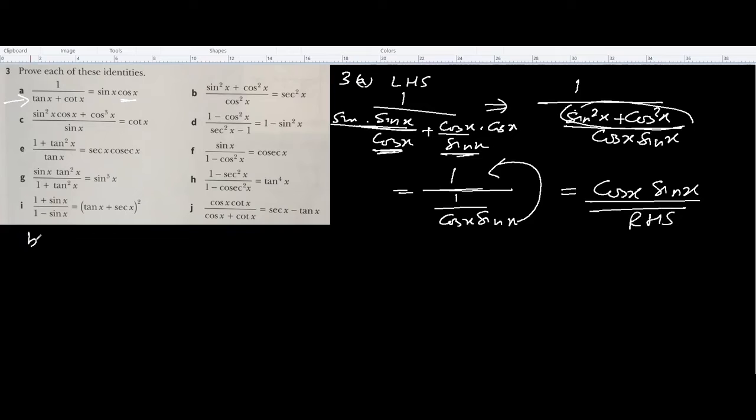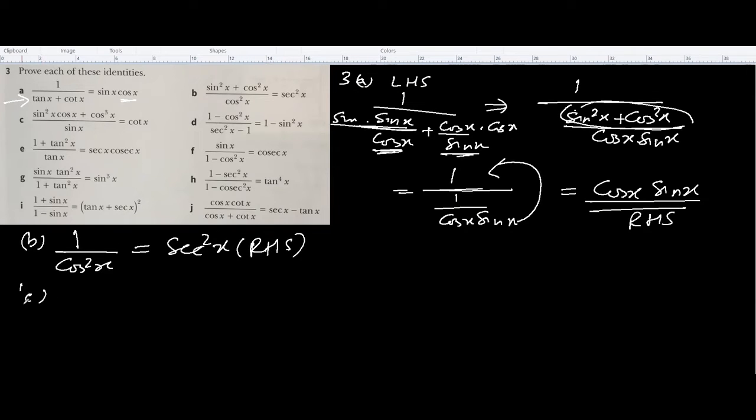Let's go to B part now. Sine square plus cos square, nothing can be easier than this. LHS, sine square and cos square is 1, and 1 over cos square x, and that is secant square x. Voila, so fast. This is RHS.